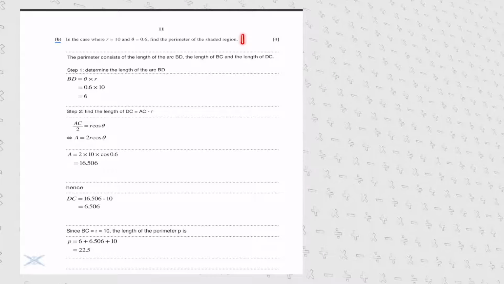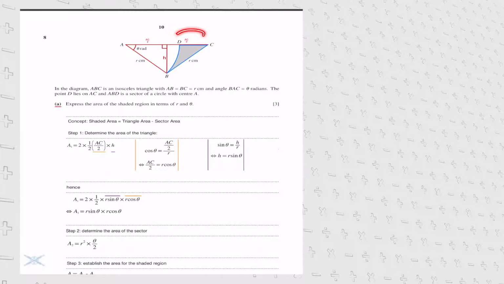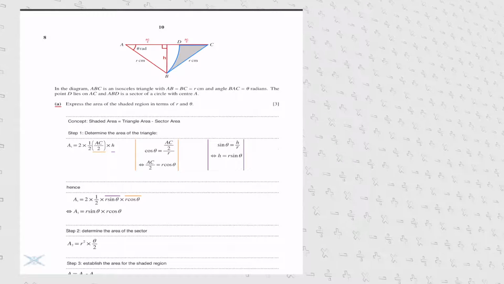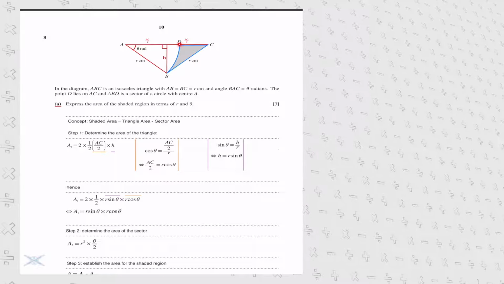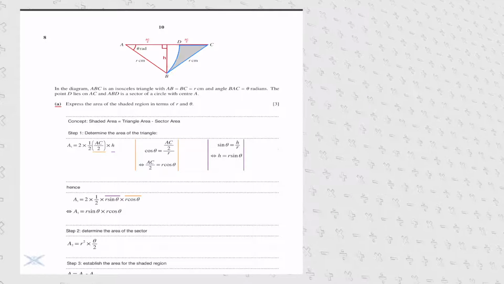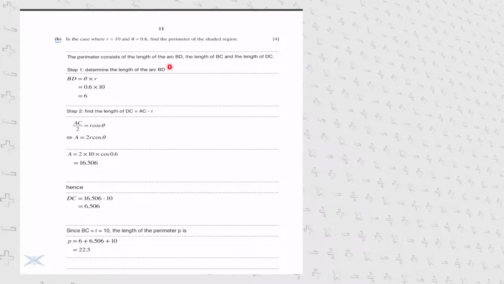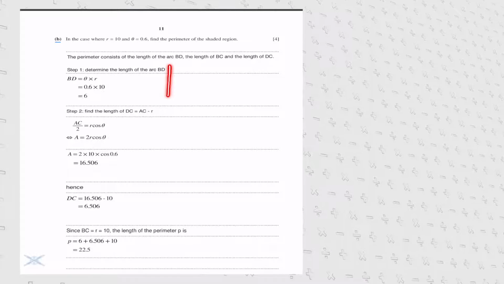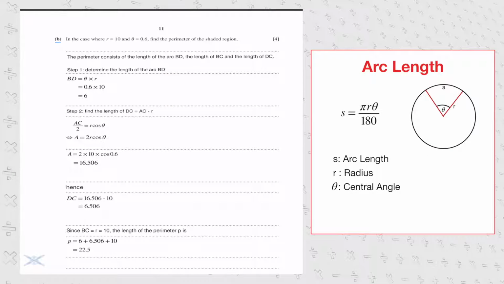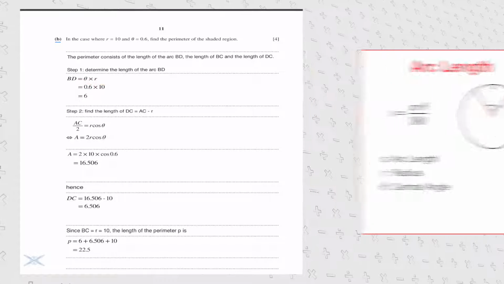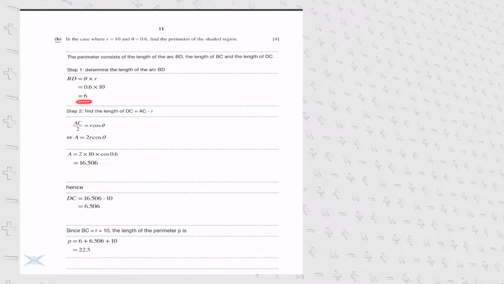In part B of this exercise, it is stated that in the case where r equals 10 and theta equals 0.6, we are supposed to find the perimeter of the shaded region, which is here represented in blue. Since the distance between B and C is already given, being r, we need to calculate the arc length of the circle with center A, and in a second step, the length between C and D. So in the first step, we can simply determine the length of the arc employing the formula that you're provided with to the right-hand side of the screen. And after replacing theta and r with the values that we are provided with, namely 0.6 and 10, we come to the conclusion that the arc length is 6.